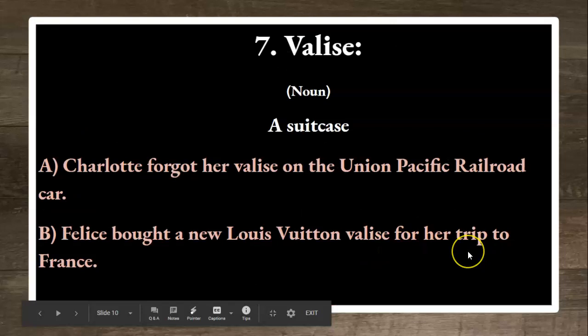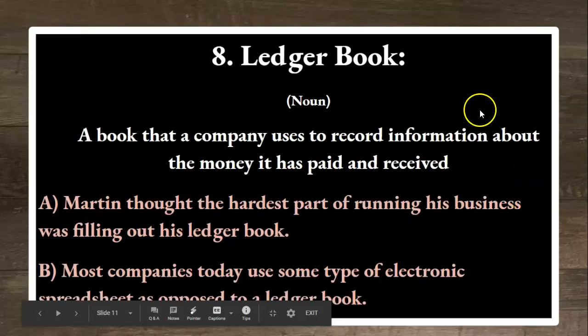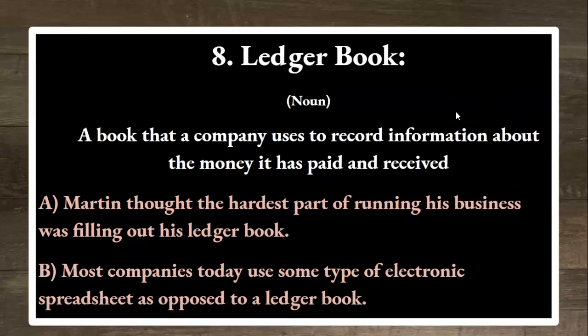Ledger book is also something fairly simple. It is a book that a company uses to record information about money that it's either paid out or received in from sales. So for example, Martin thought the hardest part of running his business was filling out his ledger book. Now, most companies today use some type of electronic spreadsheet as opposed to a ledger book, but you're going to see the actual physical ledger book in Hattie's day because obviously they didn't have computers yet.